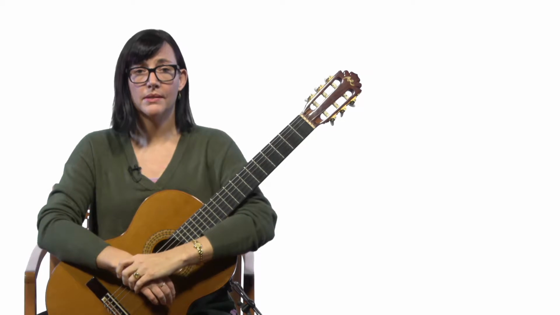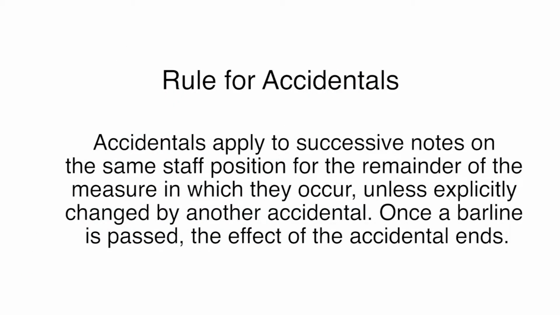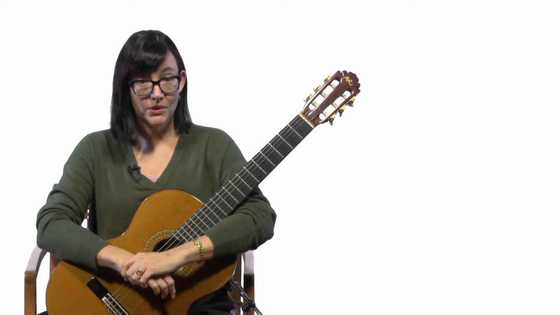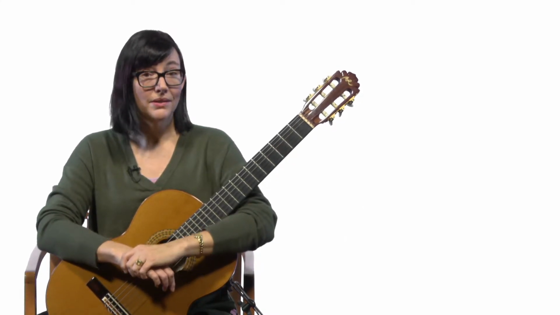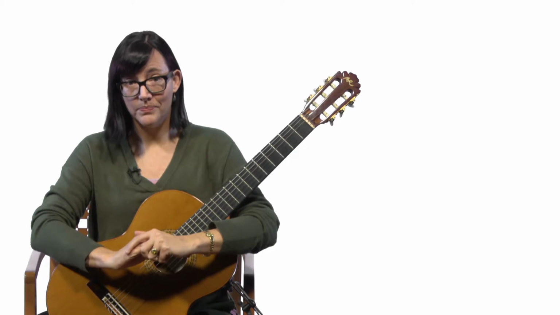When playing music with accidentals, please remember the following rule. Accidentals apply to successive notes on the same staff position for the remainder of the measure in which they occur, unless explicitly changed by another accidental. Once a bar line is passed, the effect of the accidental ends. There is one exception to this rule, which will be discussed later in this video. But for now, let's take a look at a few more examples to clarify the finer points of this rule.